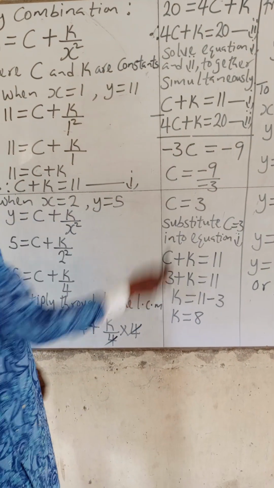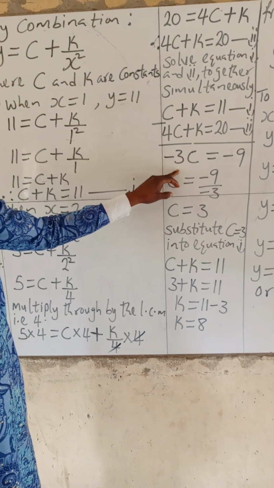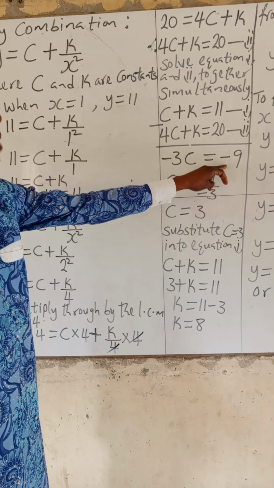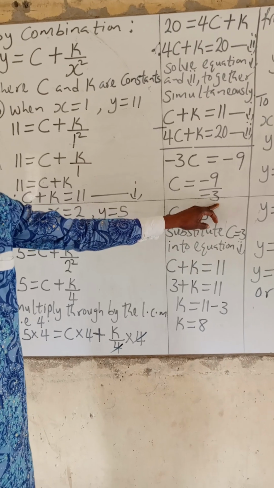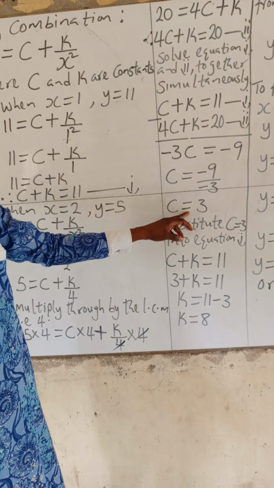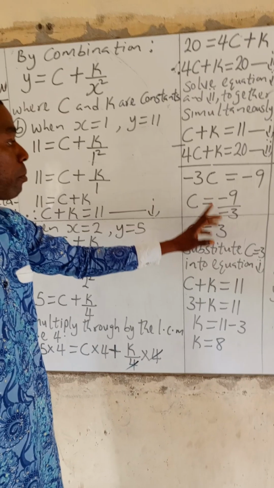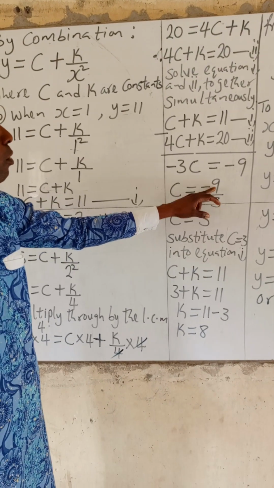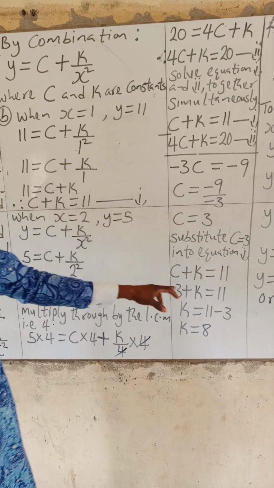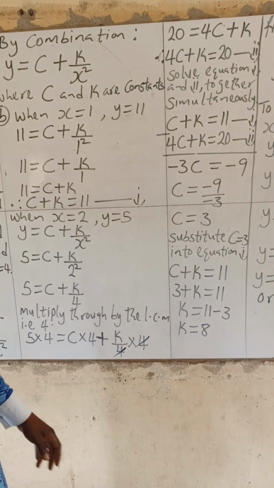So to find our C, we divide both sides by minus 3. So C equals minus 9 divided by minus 3. So we now have C equals minus divided by minus, cancel out, becomes positive. Then 3 goes into 9, gives us 3. So therefore, our C equals 3.